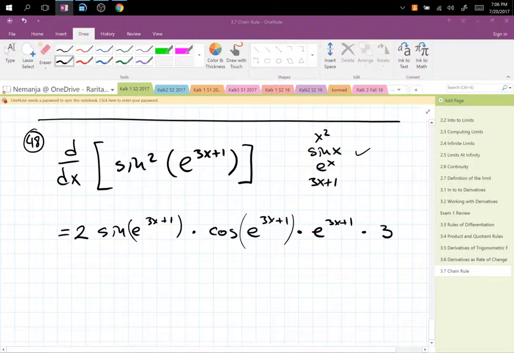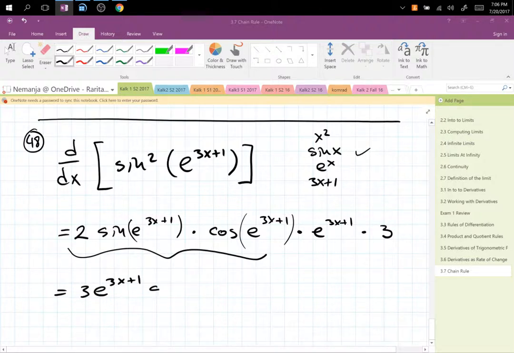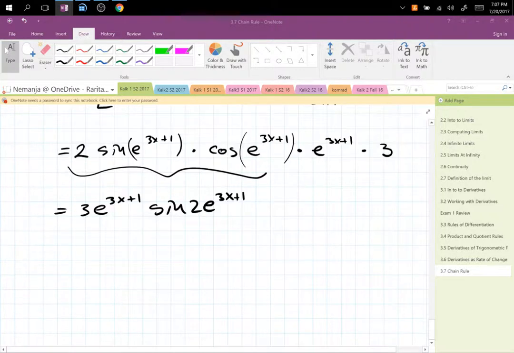And now depending on the level of skill that you have, you might notice that this is the double angle formula from pre-calc. So you have 3e to the 3x plus 1 sine 2e to the 3x plus 1, which condenses the most. But wait, we can make it more annoying.